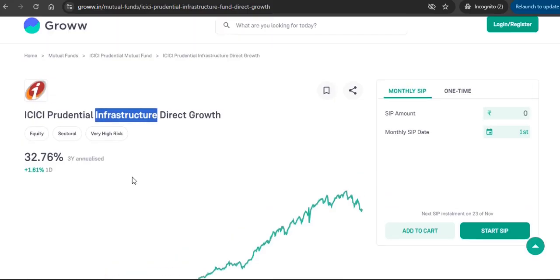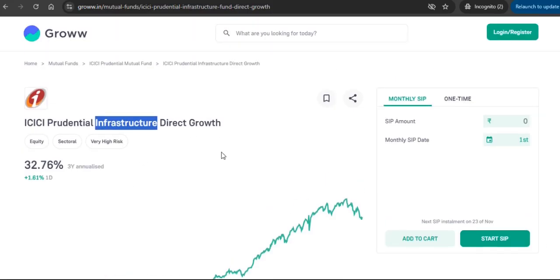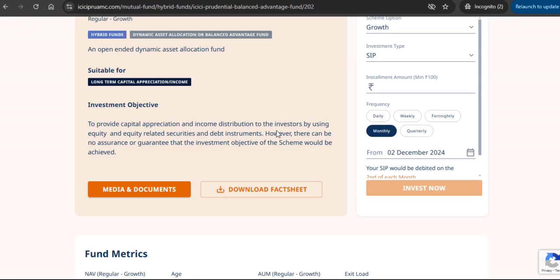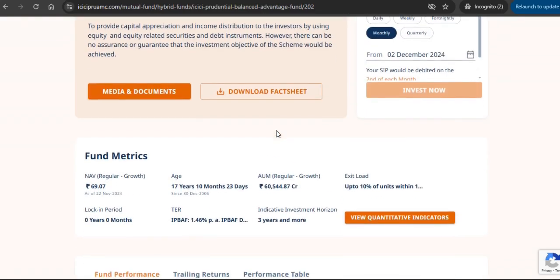I hope you are clear about the versions, right? Basically two different ones, direct and regular. Let me show you a small example. What is the regular growth?